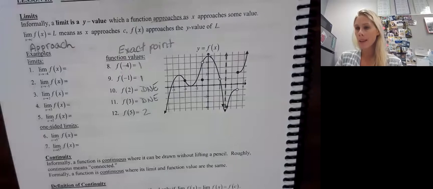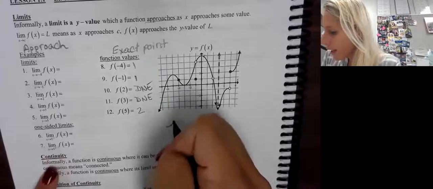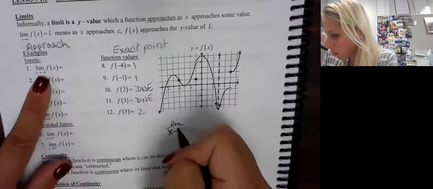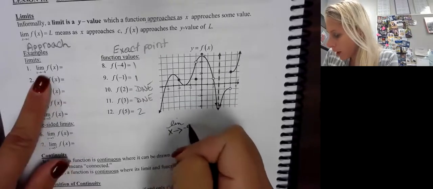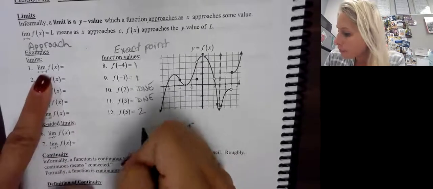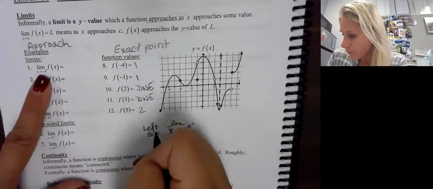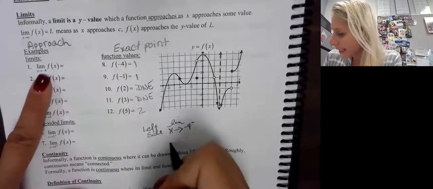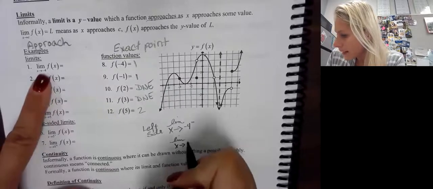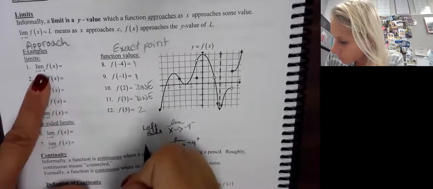What I mean by that is, and you'll see in 6 and 7 here, if I say the limit as x approaches, and I'll take number 1 here, -4 from the left side, I would put this little negative here. This means left side. And then when I say the limit as x approaches -4 from the right side, you would have that little plus.